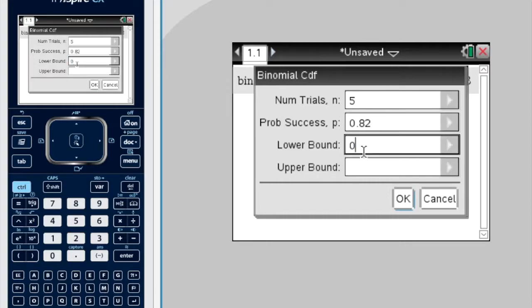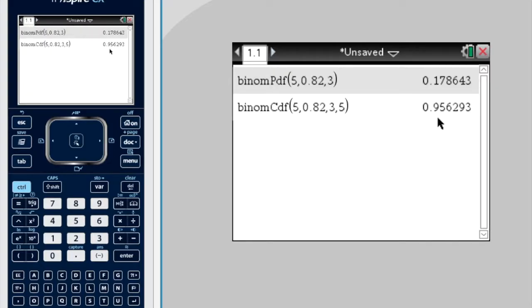Now the lower bound, since I want at least 3, is 3. And the upper bound, well, she can't win more than 5 games within 5 games, so the upper bound is 5. Press OK. And there it is. So the probability that she wins at least 3 games out of 5 is 0.956293. And it's very high, and that's because the probability that she wins any one game is also very high.